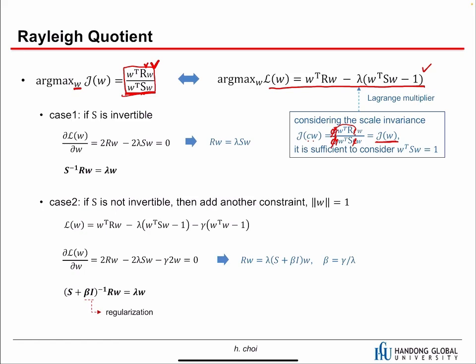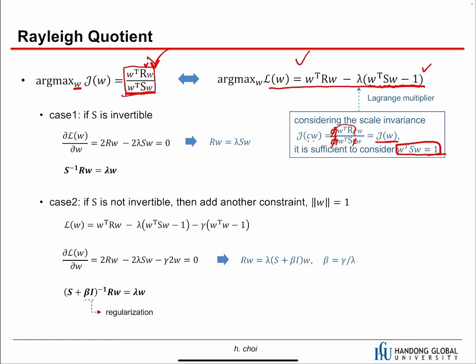So if we multiply some constant to W, it is exactly the same as the original objective function. So it is sufficient to consider that W transpose SW is 1, because it doesn't matter. There is an invariance here. So we use this one as a constraint. Then we multiply a Lagrangian multiplier to make a Lagrangian function here. So this one and this one are exactly the same problem.